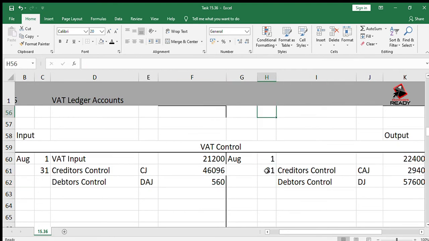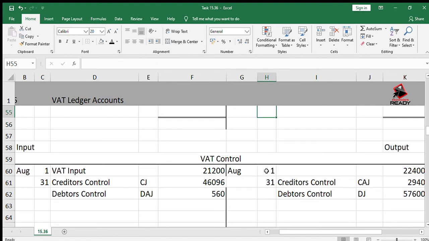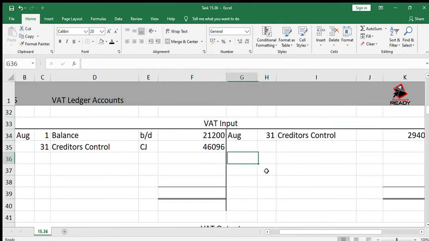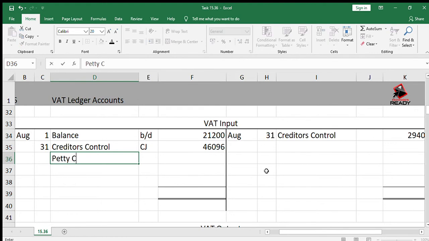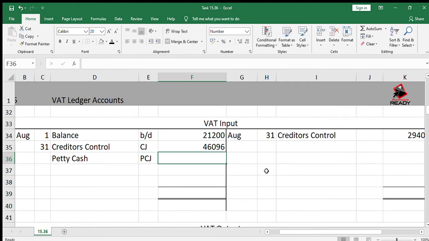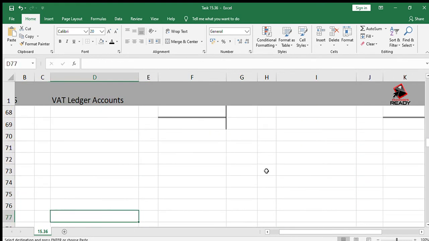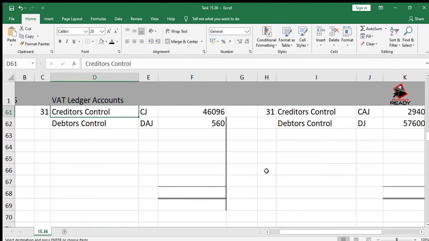Then the next journal we have is the petty cash journal. Now remember, the petty cash journal is also for purchases, and the VAT that we pay on purchases is regarded as VAT input. So we're going to go to our VAT input account, on the debit side. Our details will be petty cash, because this is coming from the PCJ, and the amount of VAT there, which was given to us, 672. Okay, and again, if you were only doing the VAT control account, it would go to the VAT control account on the same side, which means the debit side.